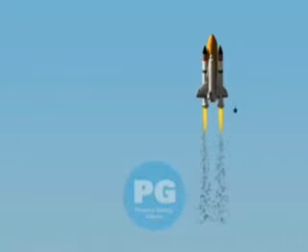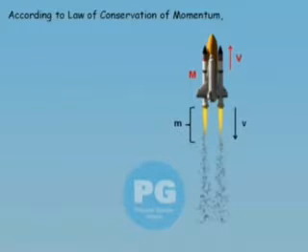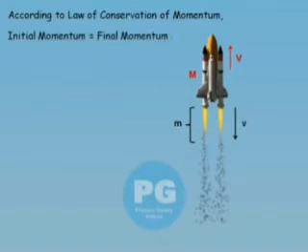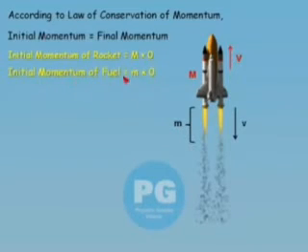Suppose the gas is ejected with velocity small v and the mass of the fuel gas is denoted by small m. Mass of the rocket is denoted by capital M and velocity of the rocket is denoted by capital V. Now, according to the law of conservation of momentum, initial momentum of the system is equal to final momentum of the system. Initial momentum of the rocket is equal to mass into its initial velocity. As the rocket is at rest initially, its initial velocity is equal to 0. Then initial momentum is equal to capital M into 0, which is equal to 0.